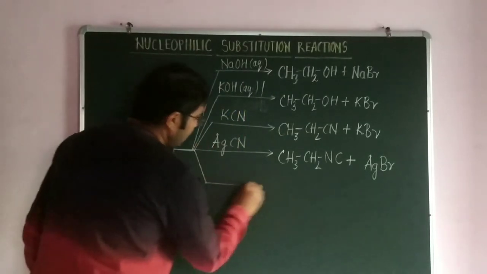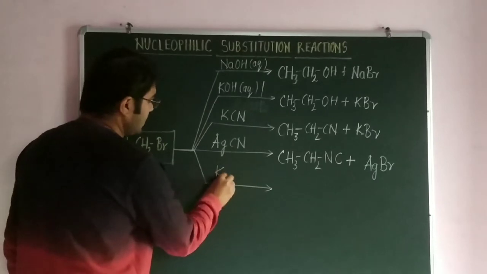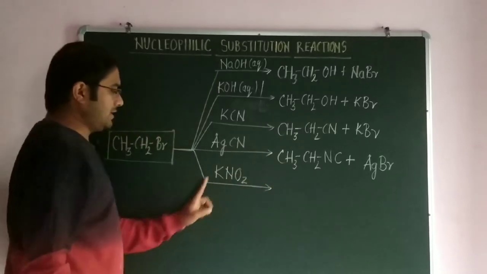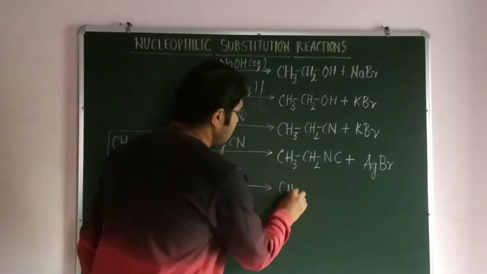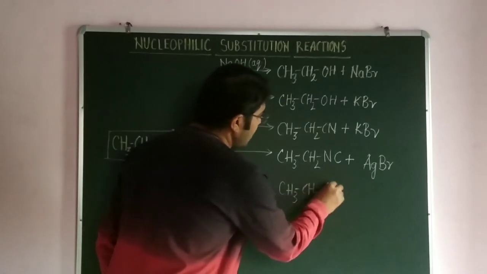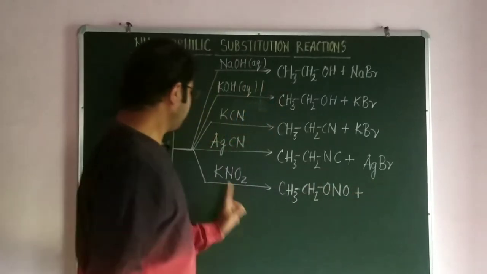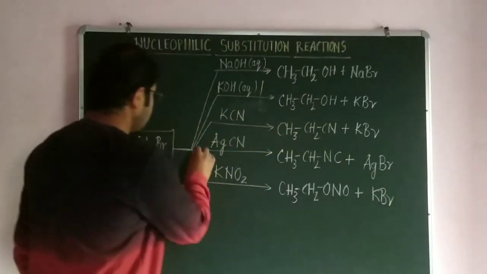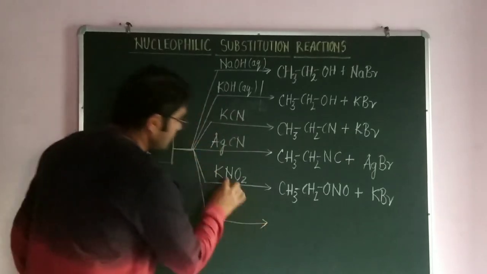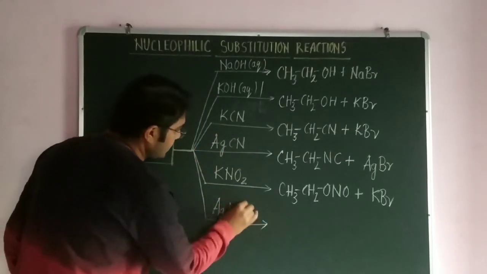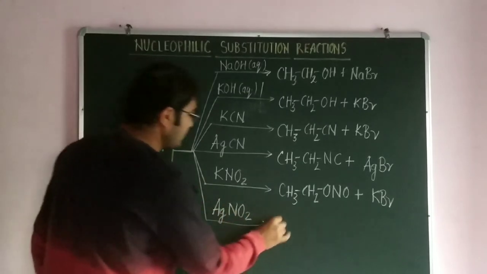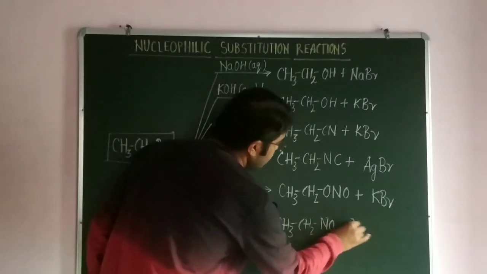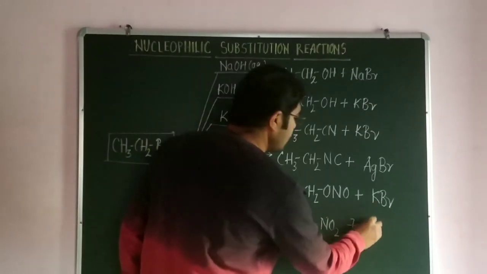Then the next substitution reaction is when any haloalkane reacts with KNO2, potassium nitrite, then it forms CH3CH2ONO. It forms a nitrite group with the elimination of KBr, potassium bromide. And if we use AgNO2, silver nitrite, it forms CH3CH2NO2. Here nitroalkanes are formed with the elimination of AgBr.